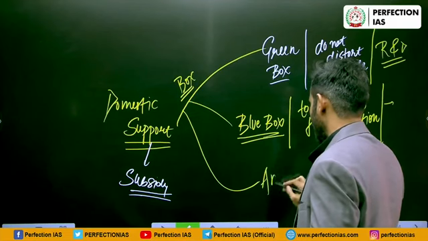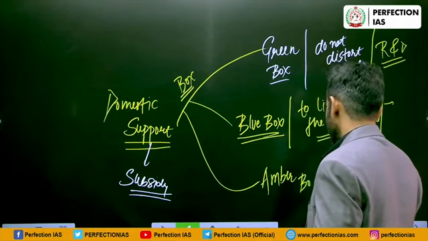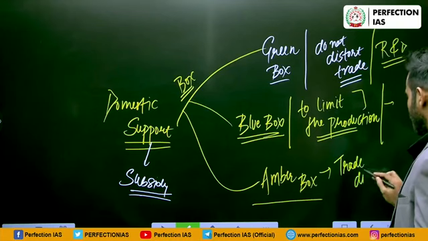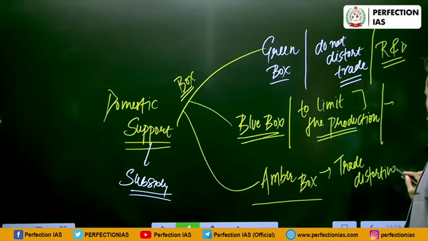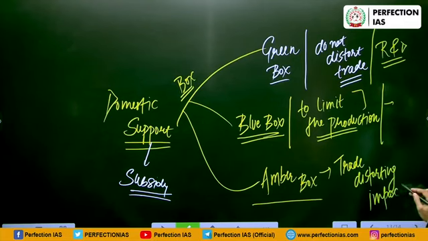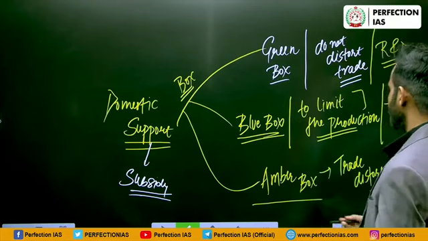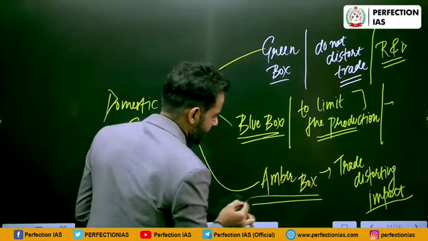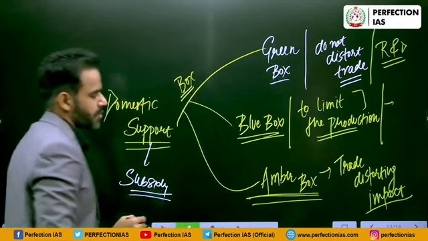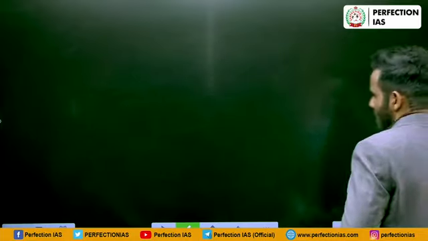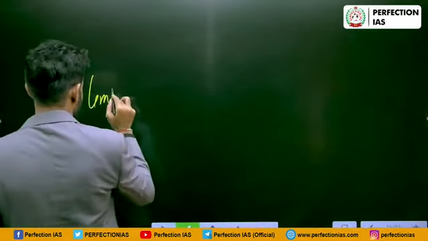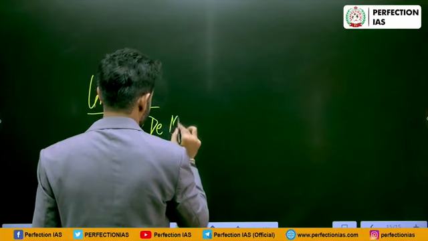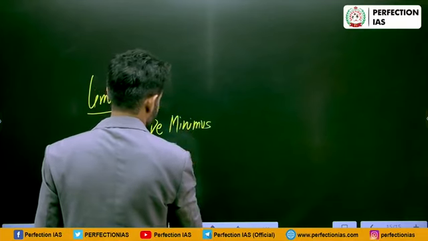Third type of subsidies are amber box. These subsidies will have trade distorting impact. That means they are going to provide unfair or undue advantage to those who are providing higher amount of subsidies. So that is why a limitation is imposed on the subsidies under amber box. This limitation is known as de minimis limit.